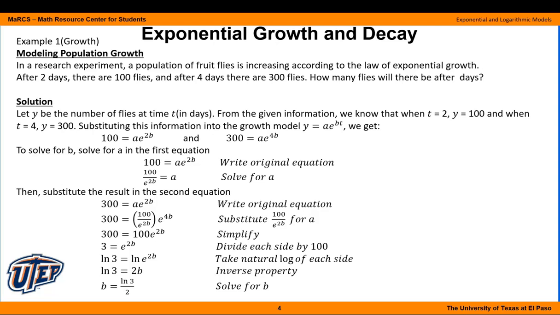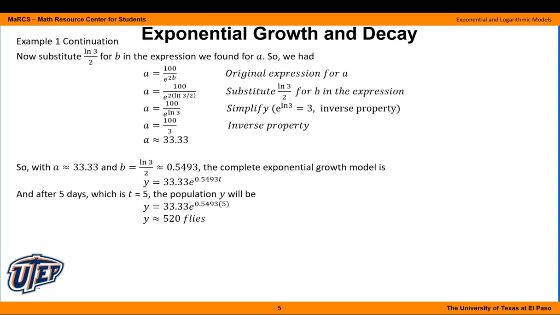We first solve the first equation for a. Then we substitute the result into the second equation so that we can determine the value of b. The algebra shown on the slide walks through this process step by step. Now that we've found the value of b, we substitute it back into our expression for a. After simplifying, we find that a is approximately 33.33. This allows us to write the complete exponential growth model.